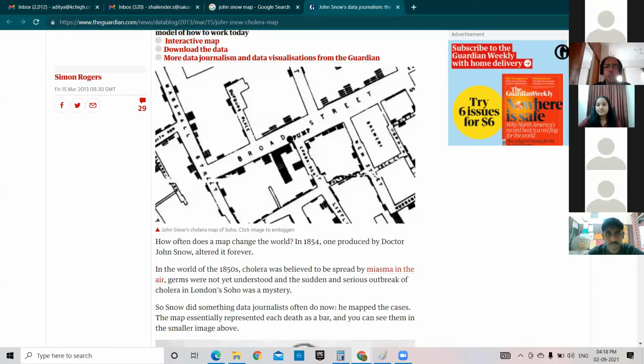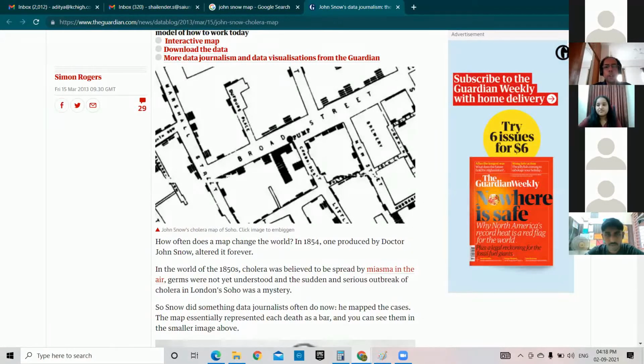But okay, so let's just say for the moment that it's not consistent with the miasma theory, that disease is spreading through the air. So let me stop there. Would this be consistent with a story that disease is spreading through water?